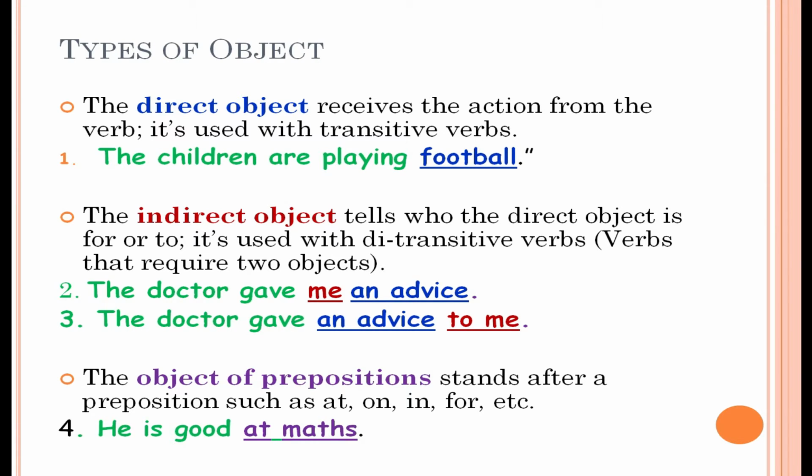So the third type of object is the object of preposition that stands after a preposition such as at, on, in, for, etc. For example, he is good at maths. I hope all these examples have cleared what is an object and its types.